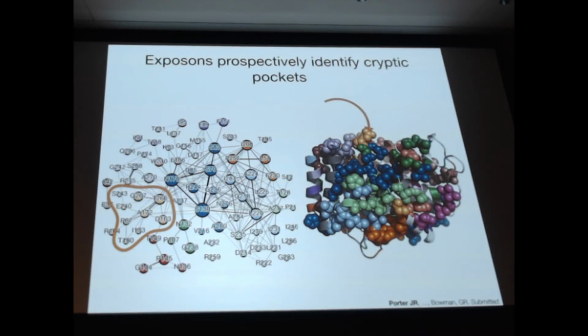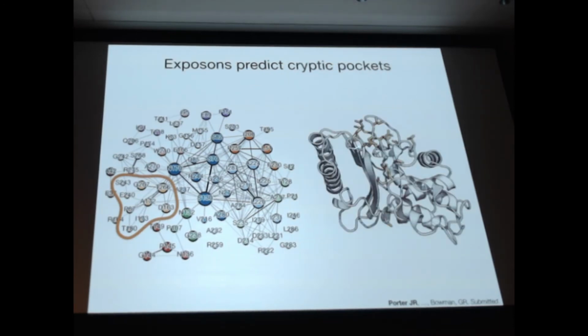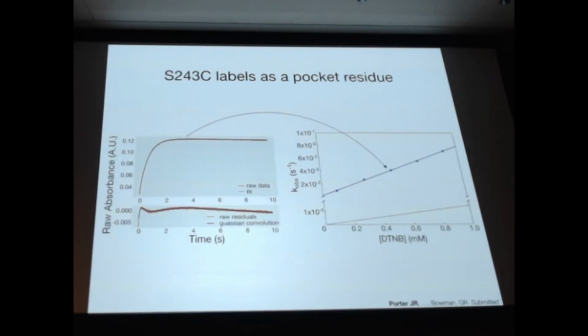So we mutate this pink residue here that's hard to see in this part of the morph to cysteine, spike in the label, and find that it in fact does label as a pocket residue. This is a little bit of data that you saw earlier in Greg's talk.